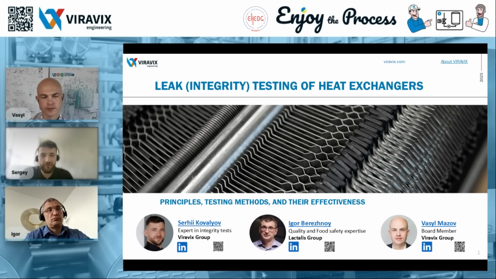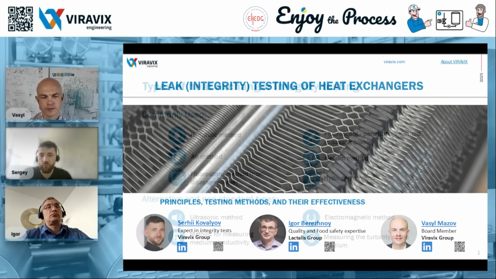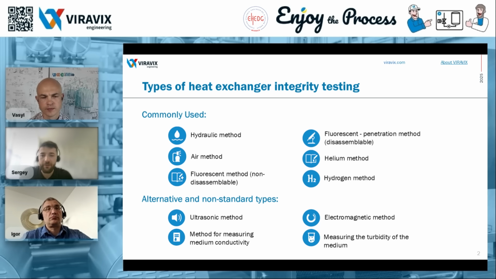Types of heat exchanger leak testing, we've divided them into two groups: commonly used methods and alternative, or you could say unconventional ones. In practice, the most commonly used methods include the hydraulic test, air pressure test, non-invasive fluorescent test, a fluorescent or dye penetrant test with disassembly, helium testing, and hydrogen testing. The alternative or so-called unconventional methods include ultrasonic testing, conductivity measurement, electromagnetic testing, and turbidity measurement.